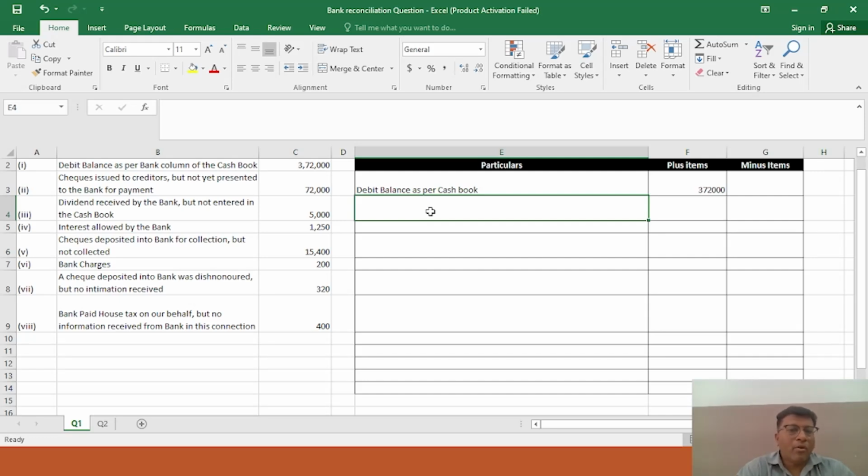At the time of making the transaction, you thought that if you are issuing the checks to creditors, the bank balance would be reduced. So already at that time you reduced the bank column of the cash book. But what was the situation? The situation was that those checks which were issued by you were not presented to the bank for payment.